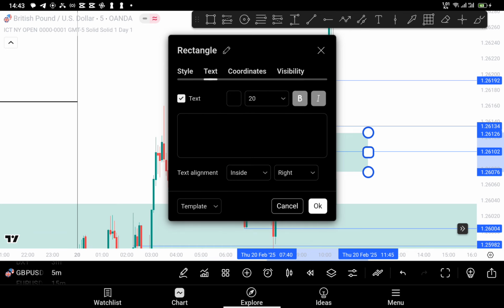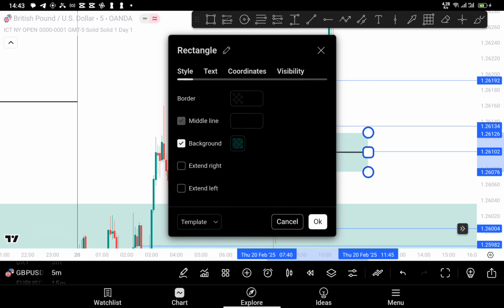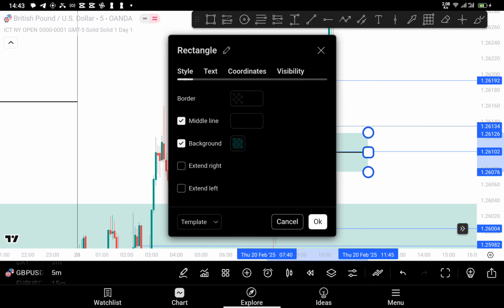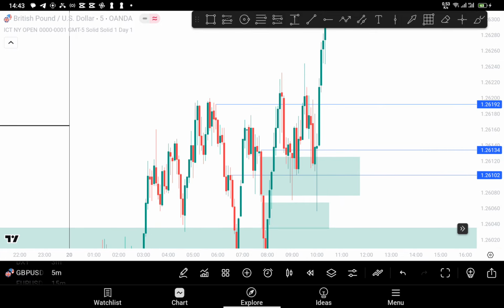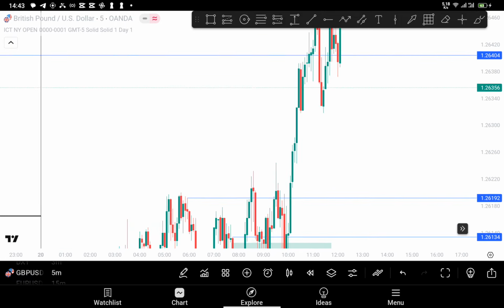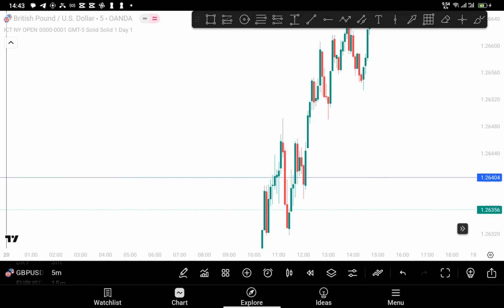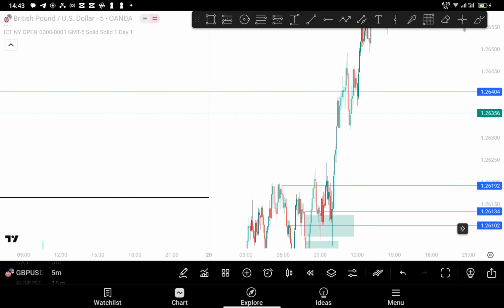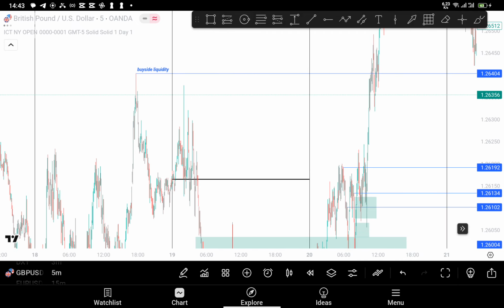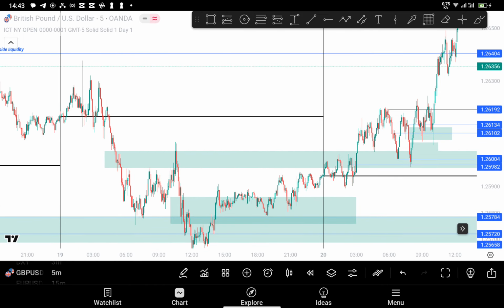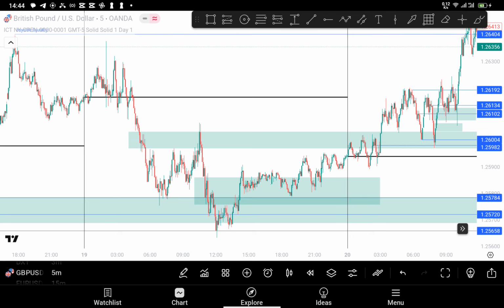Okay, let's just do it like this. That's dope. So the market took off, never came back until we cleared those highs here. So there was a buy setup which formed here. It was a beautiful trade.